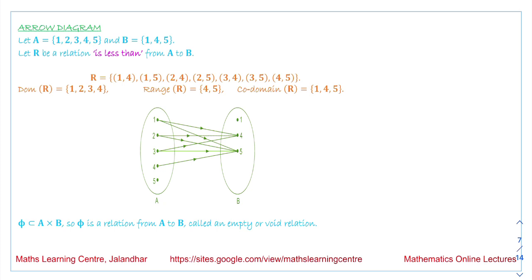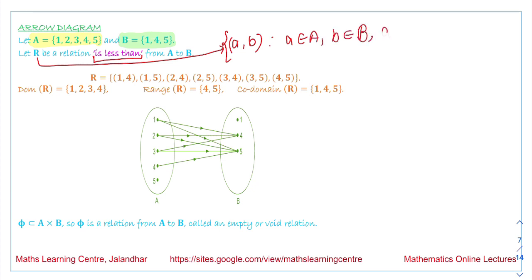Suppose A is the set 1, 2, 3, 4, 5 and B is the set 1, 4 and 5. Let R be a relation, the relation is less than, from A to B. Is less than means the elements of R are of the form a comma b, such that a belongs to A, b belongs to B and a is less than b.